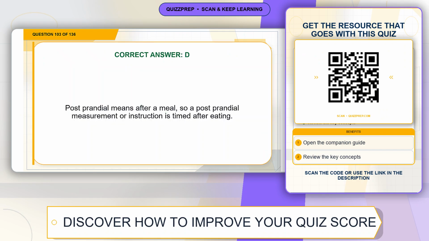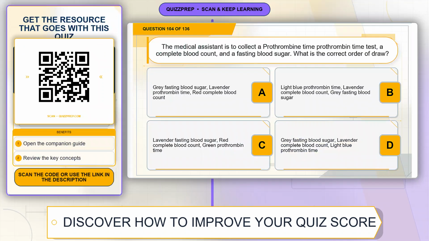Explanation. Postprandial means after a meal, so a postprandial measurement or instruction is timed after eating. Question 104. The medical assistant is to collect a prothrombin time test, a complete blood count, and a fasting blood sugar. What is the correct order of draw? Option A, gray fasting blood sugar, lavender prothrombin time, red complete blood count. Option B, light blue prothrombin time, lavender complete blood count, gray fasting blood sugar.